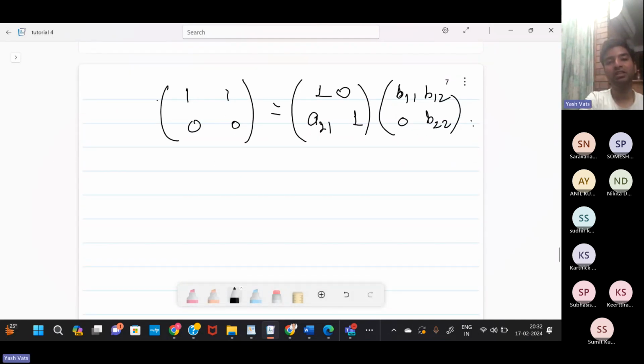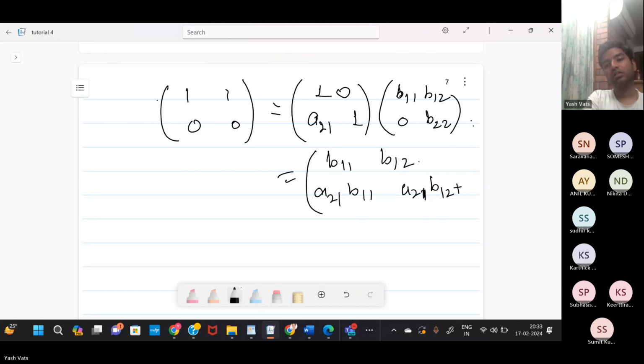So what is B11? B12? Wait a second. It is just something. B11 and it is B12. And this is A21. Is it right? The multiplication?